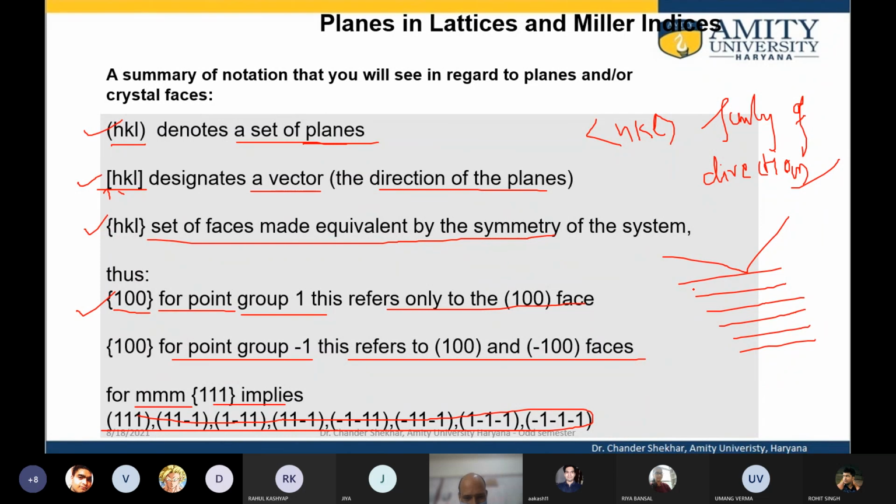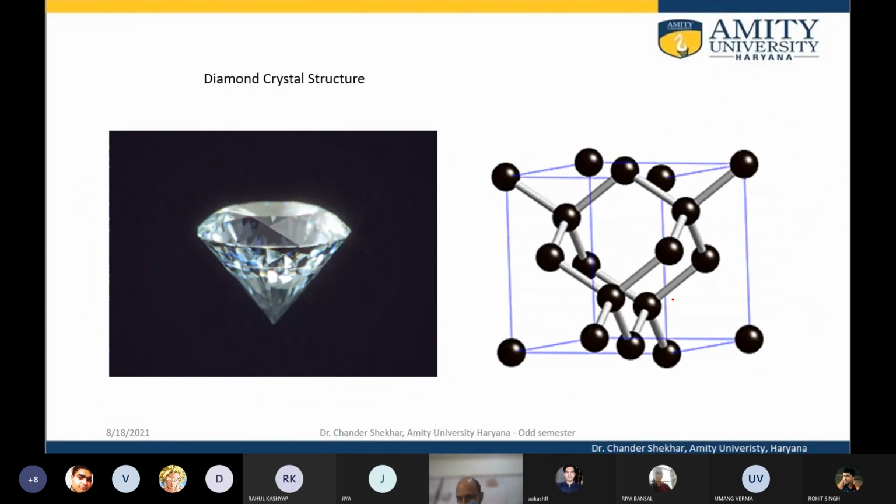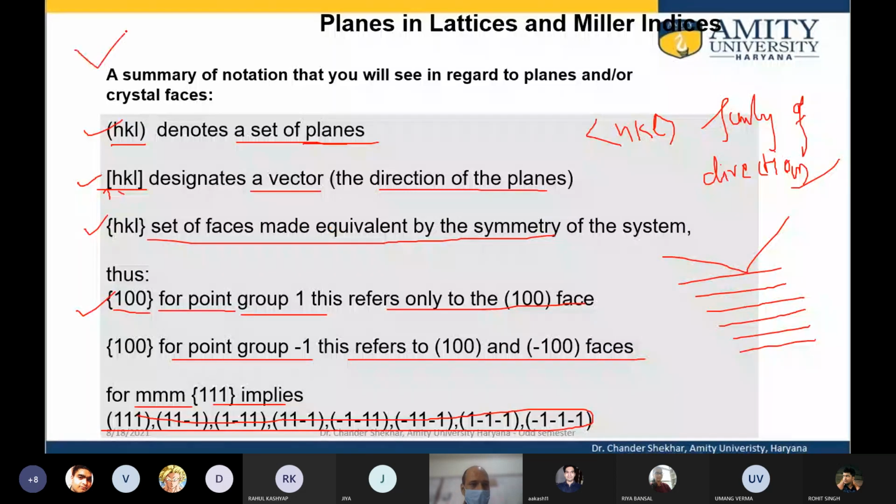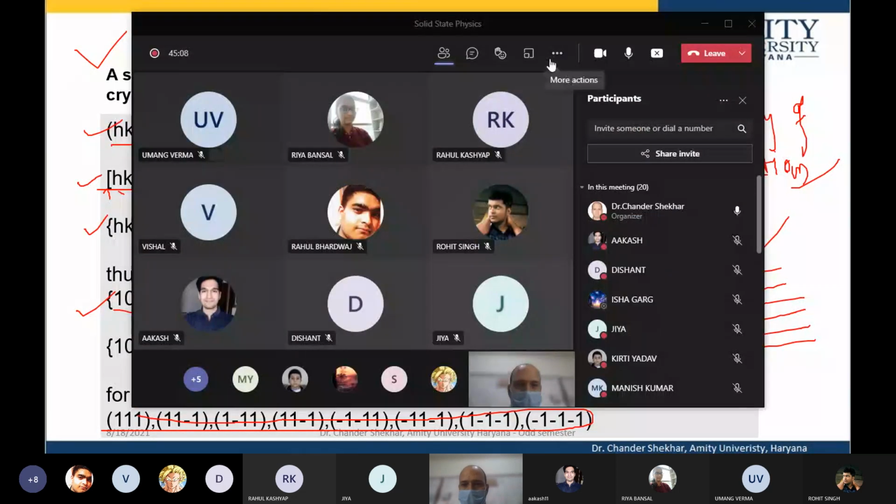Okay, so when it's a collective signature, collective peak, collective reflection, or collective maxima at a certain point, then it is about the family, or all the planes together, not individually. Okay, so now, about the crystal structure and systems.